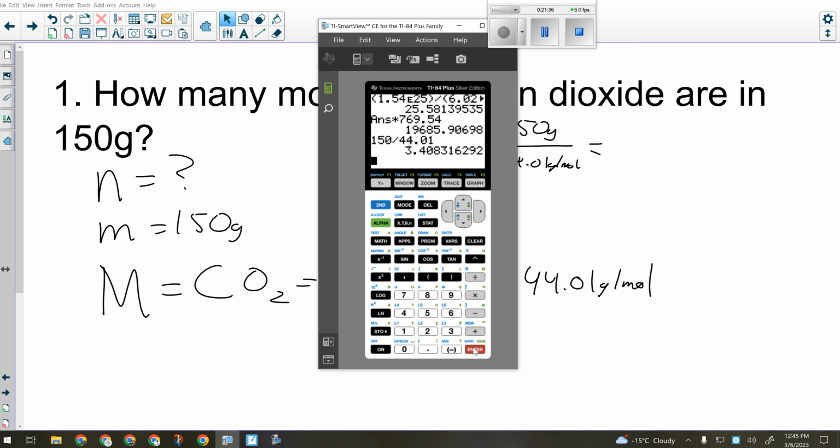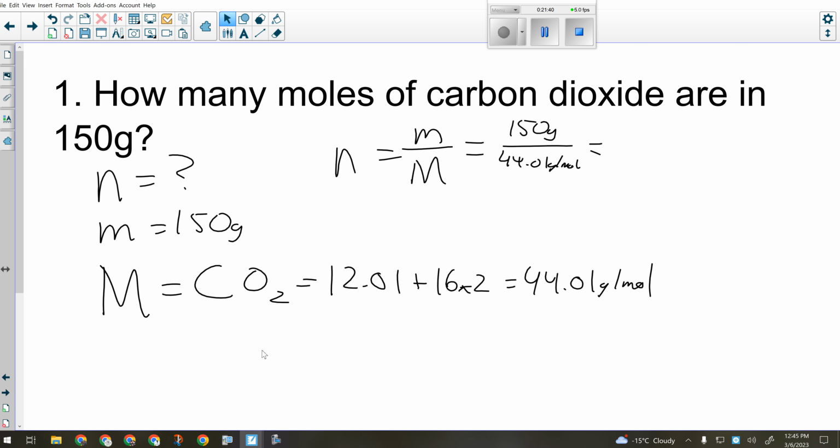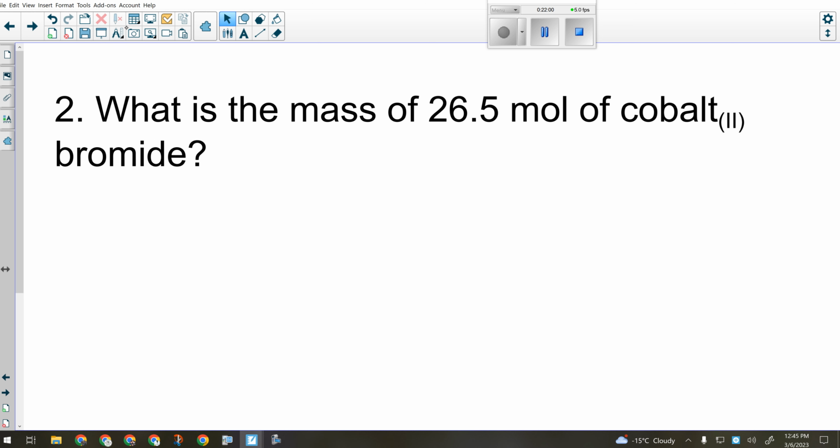Next, we're looking at 3.41 moles. Okay. Questions on that one? All right, how many people have done the second one? Okay. Well, let's have a look at the second one real quick, and then I'll give you some time on the third and fourth. Okay, so for number two, we're looking for the mass of 26.5 moles.